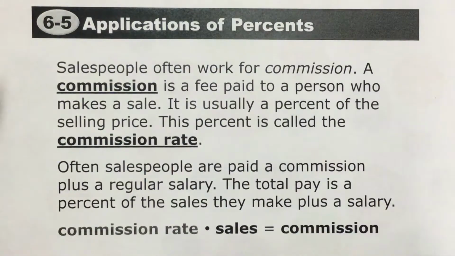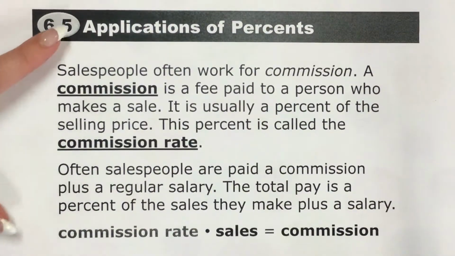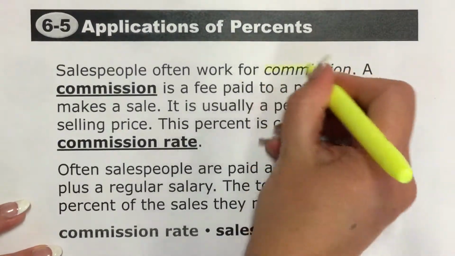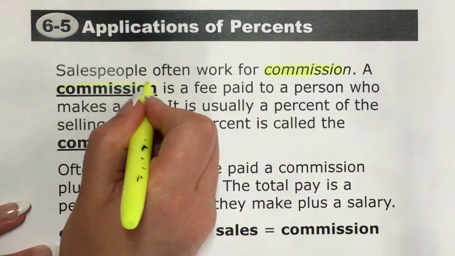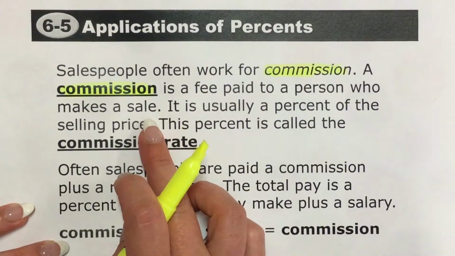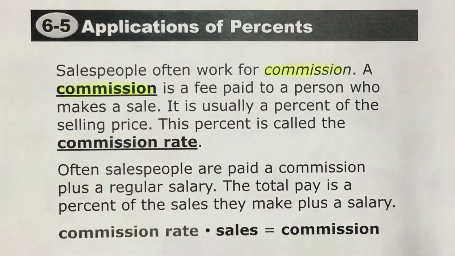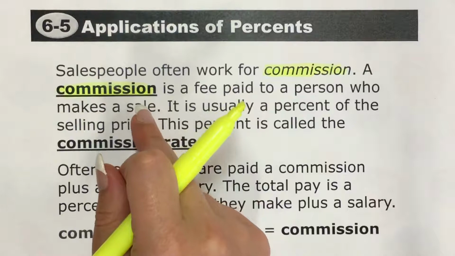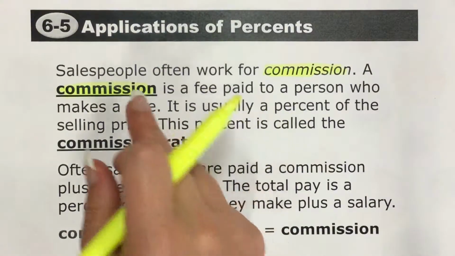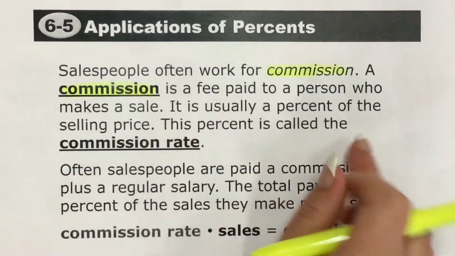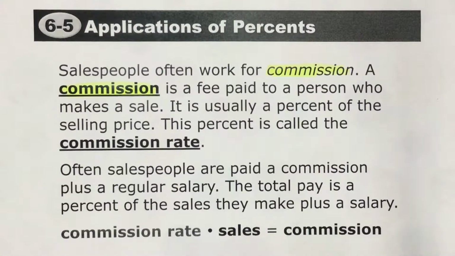All right, we're back with Chapter 6, Lesson 5, Application of Percents. Salespeople often work for commission. A commission is a fee paid to a person who makes a sale. So there are some types of jobs where if you sell a bunch of stuff, you get paid a percentage of the amount that you sell, and that's called commission. It is usually a percent of the selling price. This percent is called the commission rate.